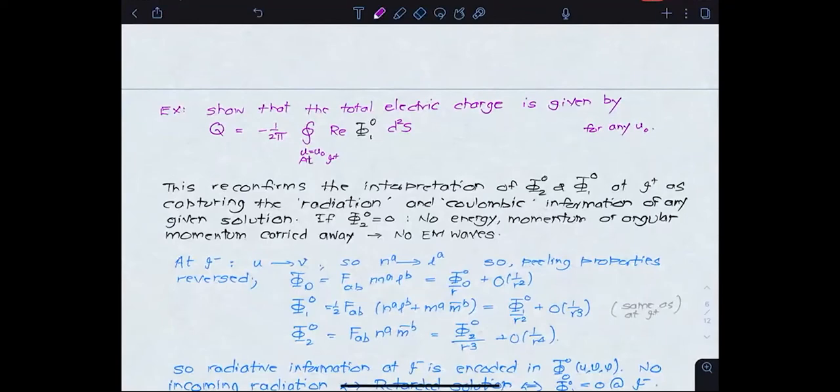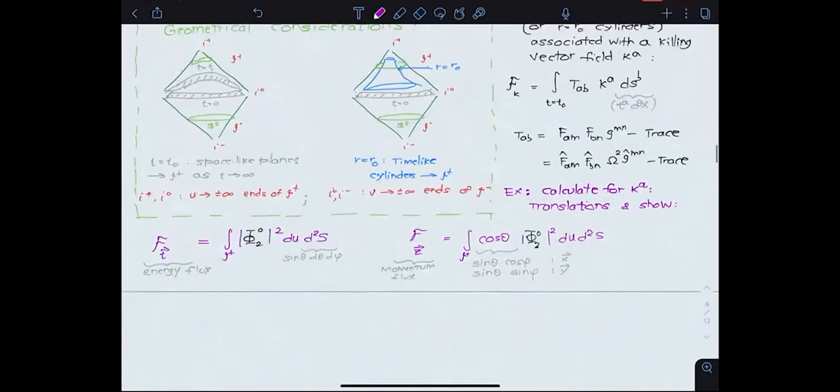So this u equal to u0 cross section is at scribe plus. So basically, you're looking at a cross section like that, u equal to u0.